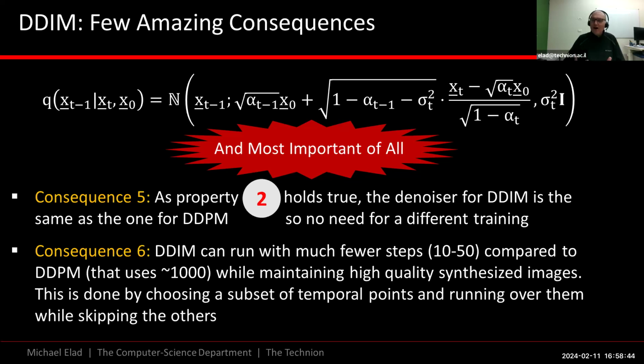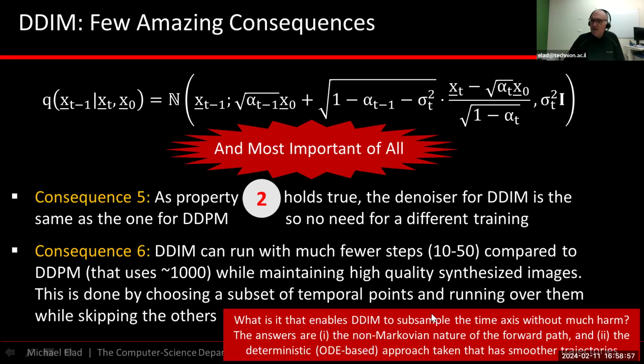Why? Where is it coming from? Nothing here spoke in terms of speed up. So how did we suddenly get this speed up effect? Two possible explanations, and we mentioned them both. The first is the non-Markovian nature of the forward path. Being non-Markovian means that x0 keeps injecting itself in the forward, and therefore it carries information that in the reverse helps us. But I think the main reason is the deterministic option.